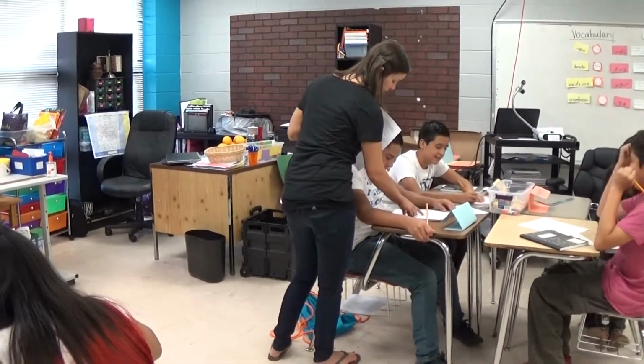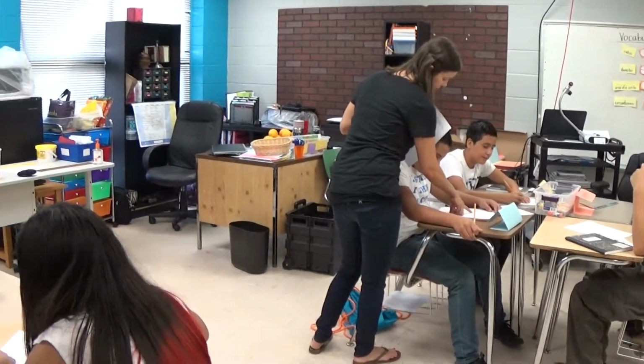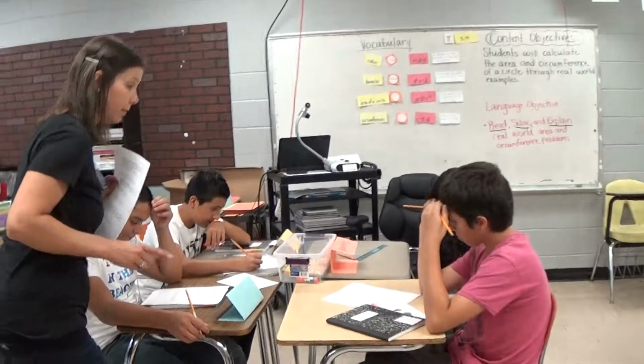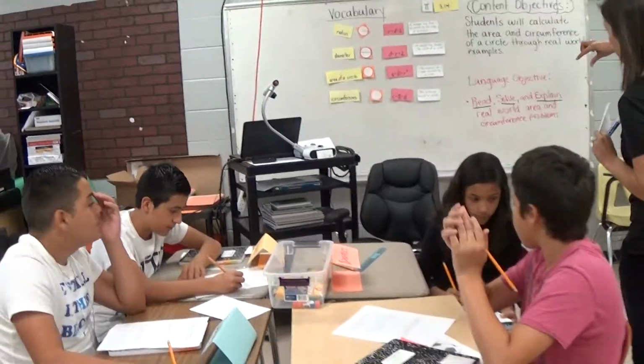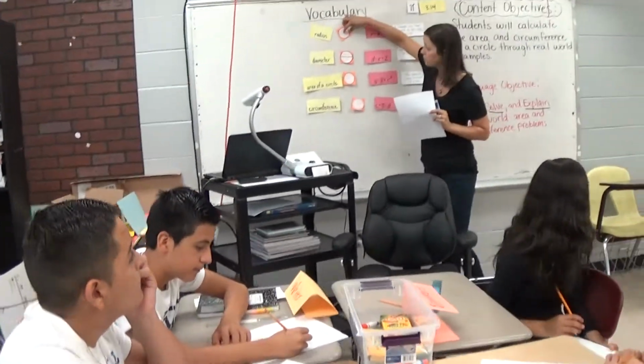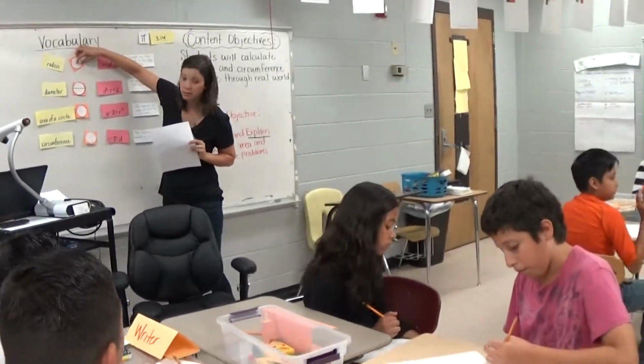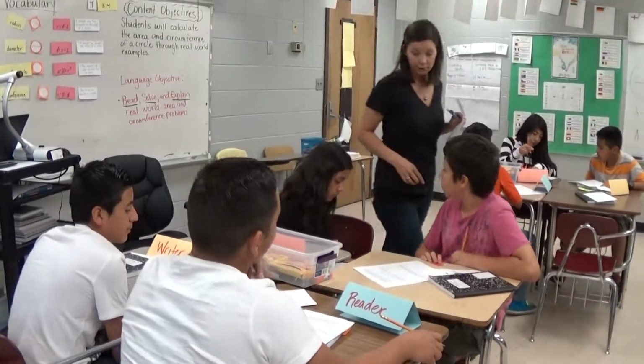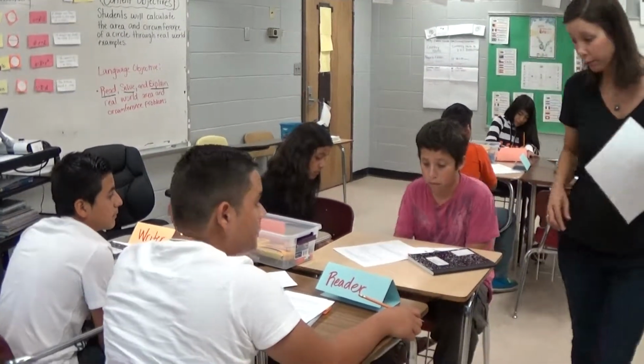What is it? Yeah, that's the radius. That's the radius. Because remember, the radius is half of the way across. Okay? So, let's figure out what the circumference is. Let's use our formulas to do that.